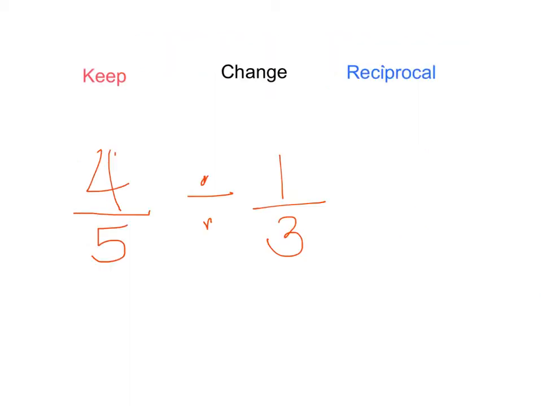So when we divide fractions, we want to keep, change, reciprocal, which means that we keep the first fraction. We're going to change the division sign to multiplication, and we're going to use the reciprocal. So if we have this example, 4/5 divided by 1/3, we'd actually have 4/5. Division would become multiplication, and our reciprocal for 1/3 is 3/1.